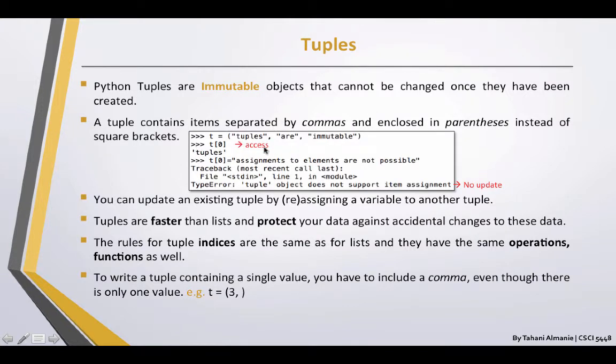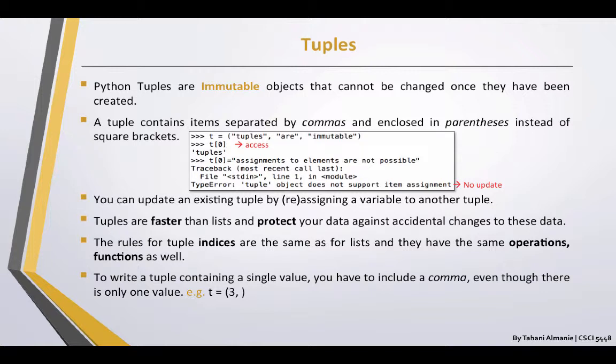So here, to access the first element, you can give the index, but for assignment, it will raise a type error. So you can't update an element in the tuple since it's an immutable object. As with strings, you can update an existing tuple by reassigning a variable to another tuple. Actually, tuples are faster than lists and protect your data against accidental changes to these data.